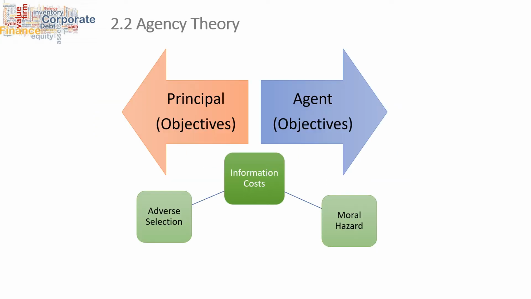The agency theory is based on information cost between the principal and the agent that leads to two kinds of problems, adverse selection and moral hazard.